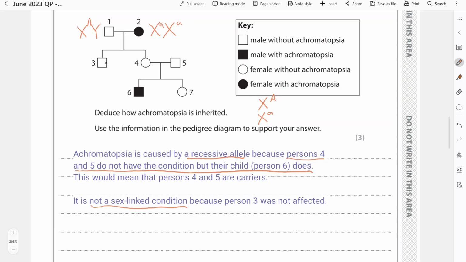Now, for person number 3, they inherited the Y, because person number 3 is a guy. They inherited the Y chromosome from individual 1, which means they must have inherited it from, if it was sex-linked, they must have inherited the recessive allele from their mother. And in this case, individual 3 is not affected. That's why it is not a sex-linked disease. I'm just going to erase everything.